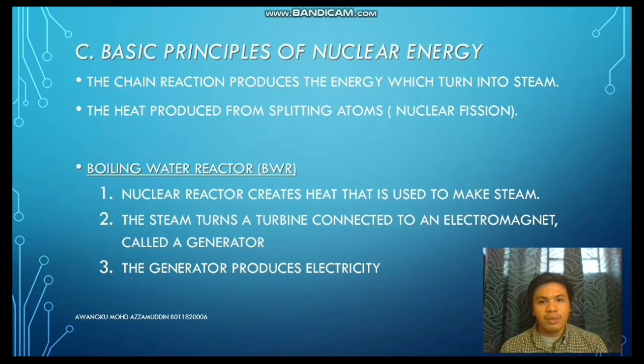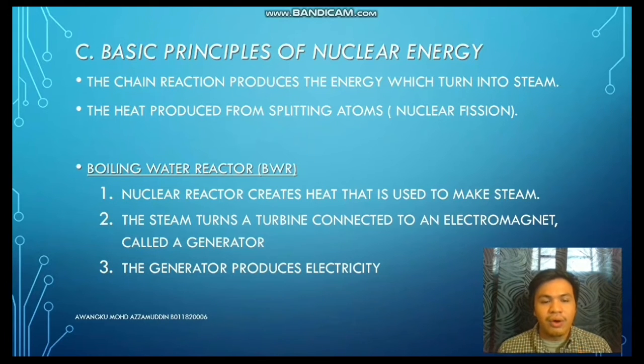I will explain about the basic principle of nuclear energy. Nuclear energy produces electricity in much the same way other power plants do. The chain reaction produces the energy, which is turned into steam, and the pressure of the steam turns a generator, which produces electricity. But the difference is in how the heat is created. Power plants that run on fossil fuel burn coal, oil or natural gas to generate heat. In a nuclear power plant, heat is produced from splitting atoms, a process called nuclear fission.